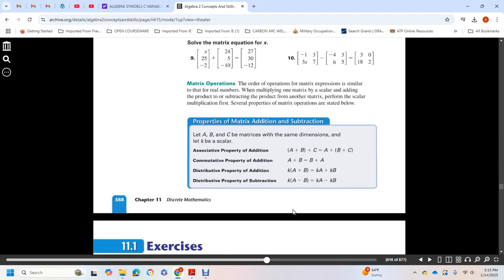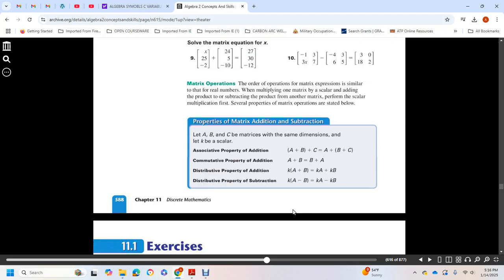Matrix operations. The order of operations for matrix expressions is similar to that for real numbers: multiplying one matrix by a scalar, adding the product, and subtracting the product with another matrix, performing the scalar multiplication first. The properties of matrices are stated below. Let A, B, and C be matrices with the same dimensions, and let k be a scalar. Associative property: A plus B plus C, (A plus B) plus C is equal to A plus (B plus C).